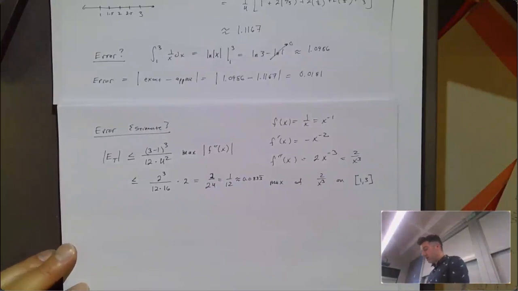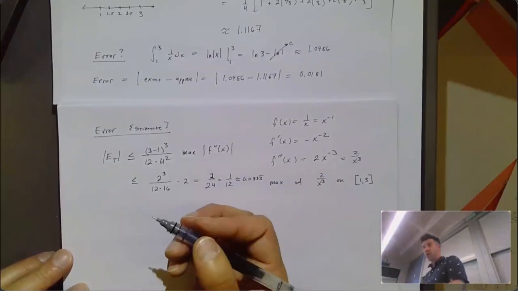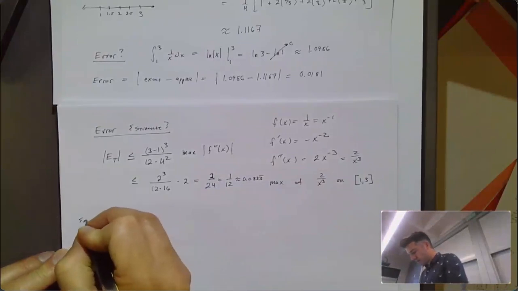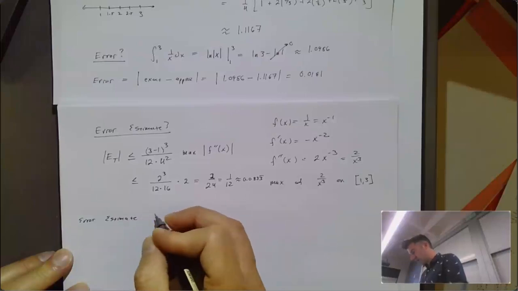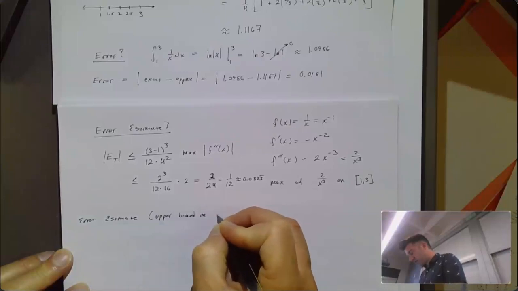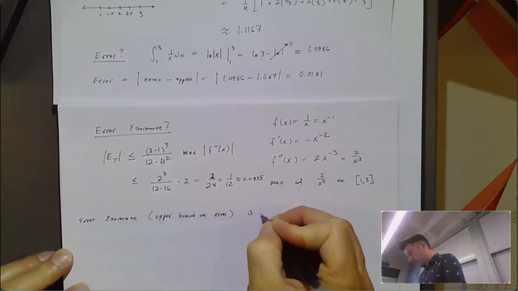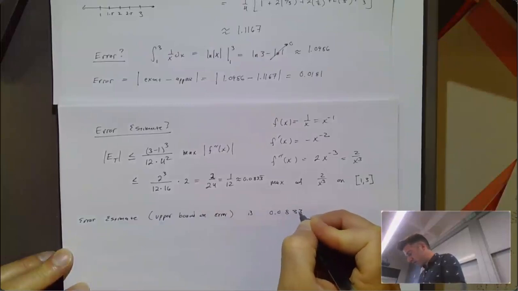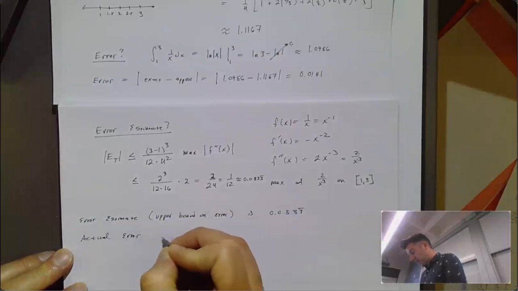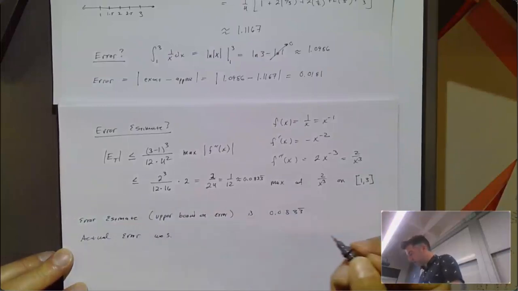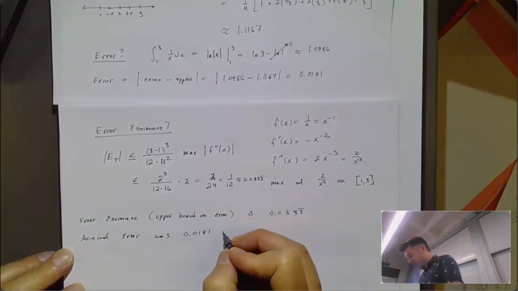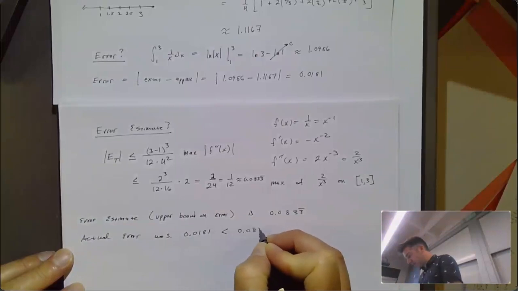Which is definitely bigger than our actual error. So our error estimate, or I should say really the upper bound on the error, is 0.0833, and the actual error should be less than that. And it was. The actual error was, looking back at the previous page, 0.0181, which is definitely less than 0.0833.